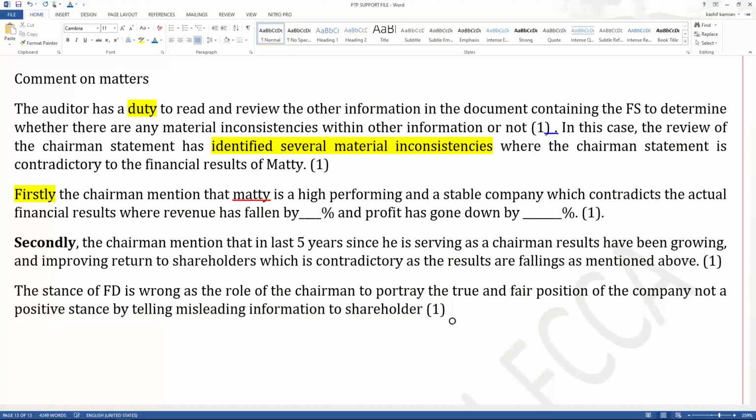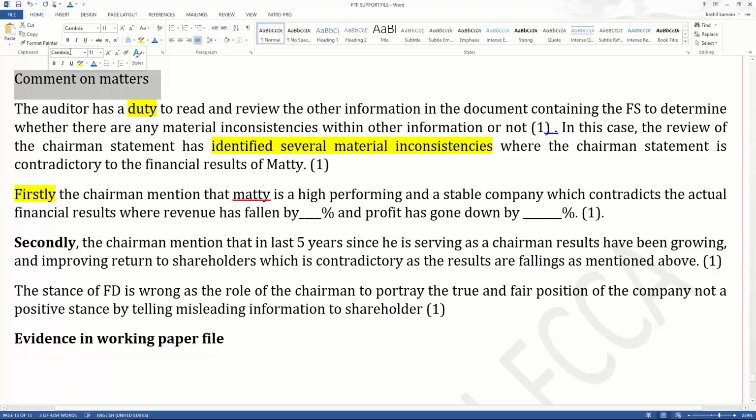So you can even comment less than 5 above, and then you put the heading evidence in working paper file, and you write a couple of evidences. So if you can just write 3 matters or 4 matters, and you can write 1 evidence in the working paper file, that's even fine. But never write 0 evidence in working paper file. So you can reduce the number of matters above and make space for evidence in working paper file.